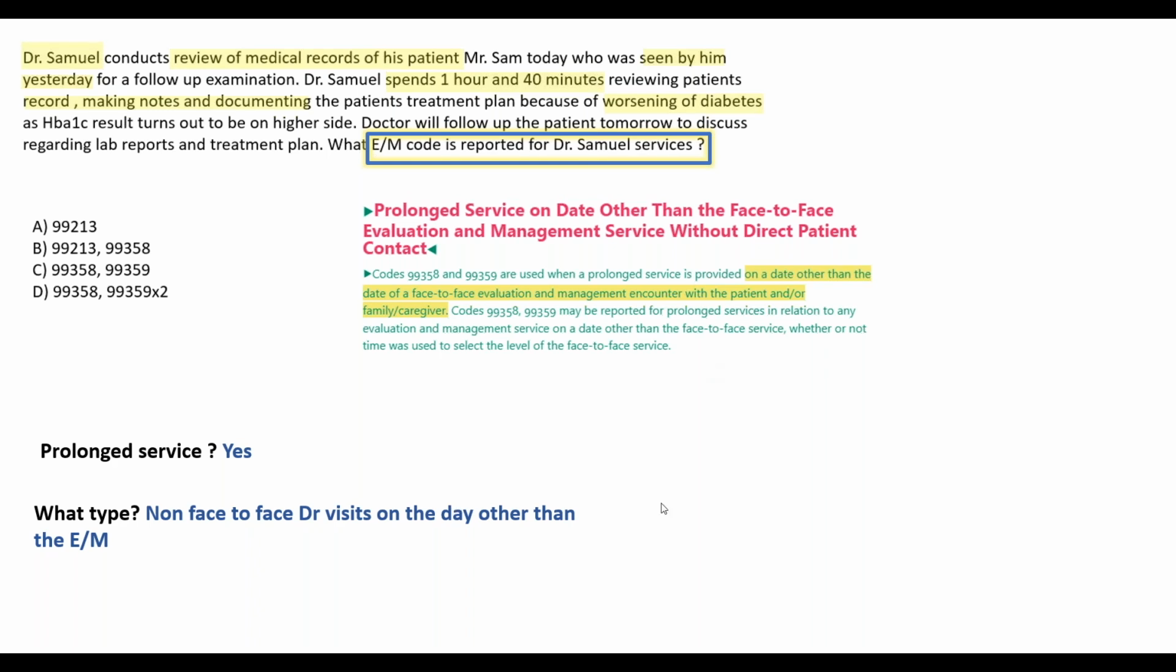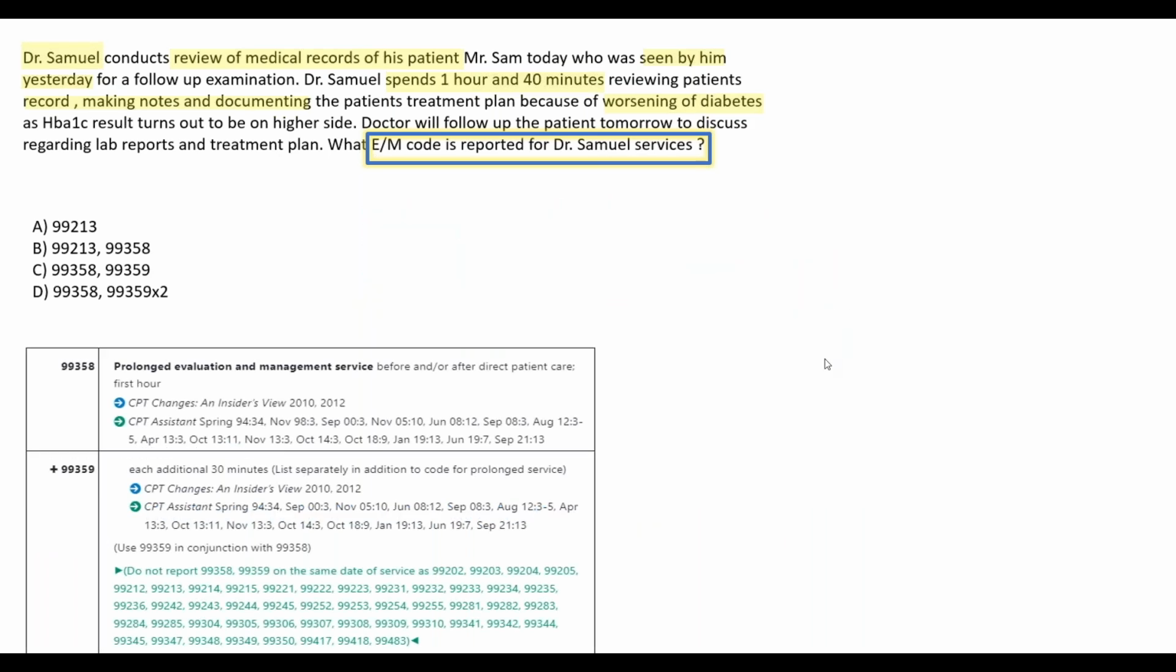So let's look into the CPT codes which we have here. So we are going to code for 99358 and 99359. 99358 is for prolonged evaluation and management before and after direct patient care for the first hour, and 99359 is for each additional 30 minutes in addition to the code for prolonged services. And we also have a guideline which states do not code 99358 and 99359 on the same date of service as 99202, 99203, 99204, 99205, 99212, 99213, and it goes on.